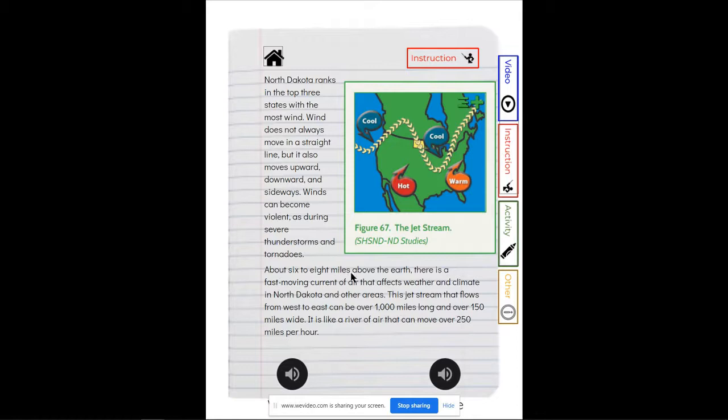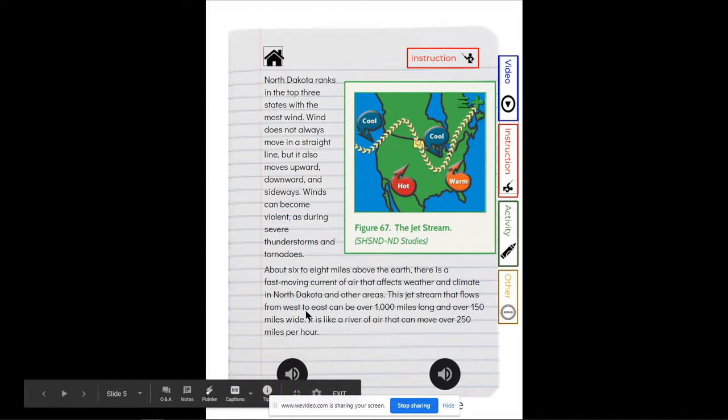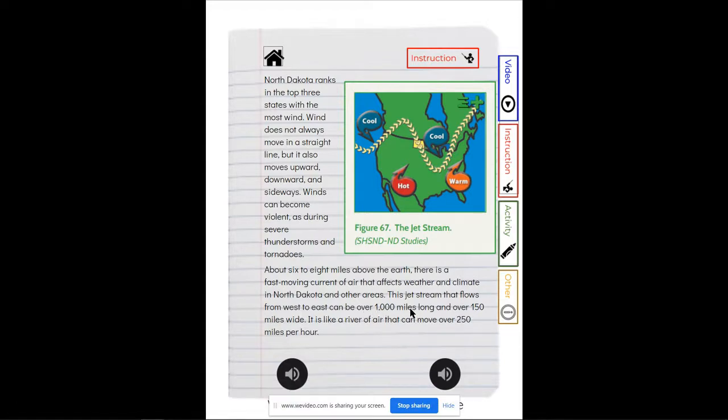About 6 to 8 miles above the earth, there is a fast-moving current of air that affects weather and climate in North Dakota and other areas. This jet stream that flows from west to east can be over 1,000 miles long and over 150 miles wide. It is like a river of air that can move over 250 miles per hour.